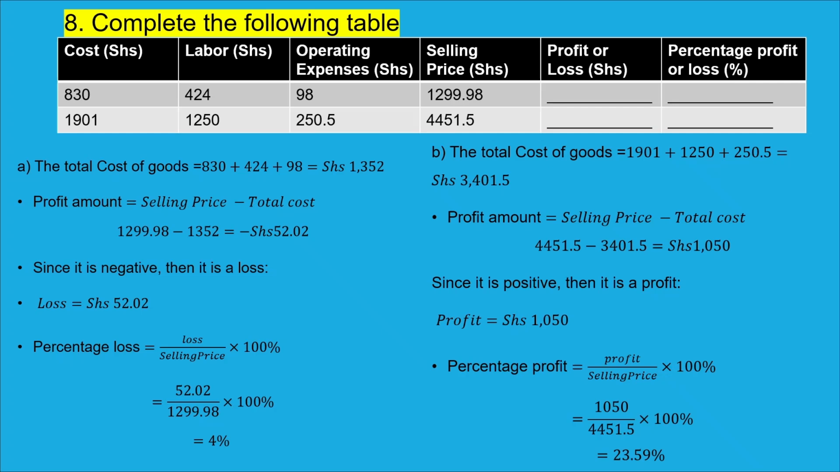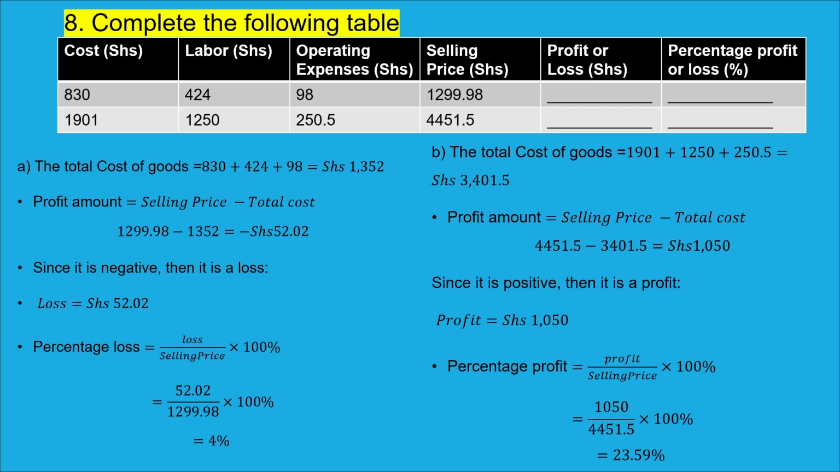That gives 52.02 shillings in the first case, but it is negative, therefore it is a loss. The loss is 52.02. Then the percentage loss is loss over selling price times 100%, that gives 52.02 divided by 1299.98 times 100%, and that gives 4%.